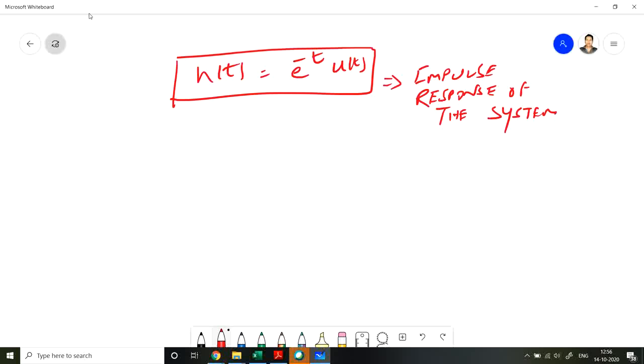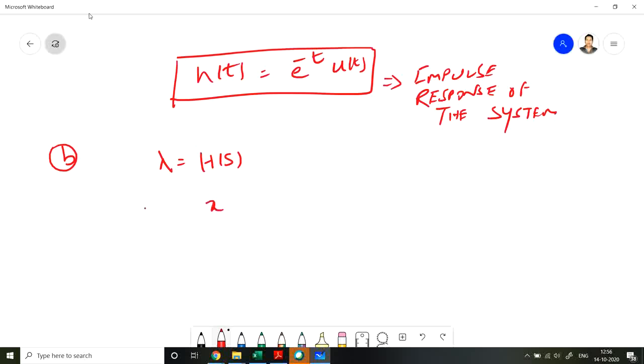Now we have another part. The second part is: show that the complex exponential function e raised to the power st is an eigenfunction of the system. So basically if you remember the eigenfunctions, then this lambda, that is the eigenvalue, is nothing but hs, that is the transfer function of the system. So let us solve this part.